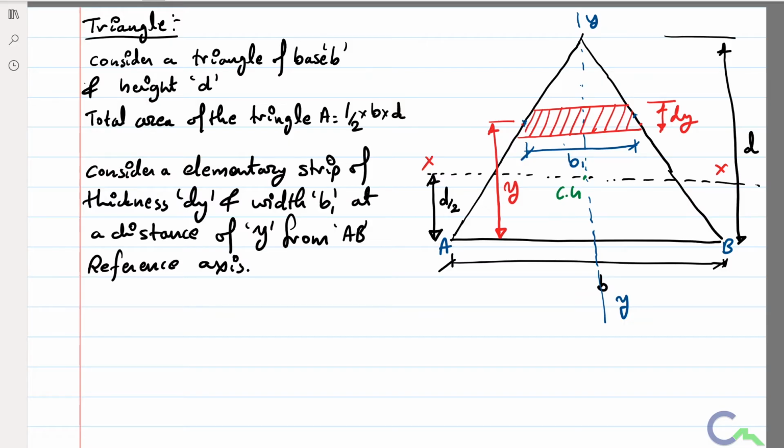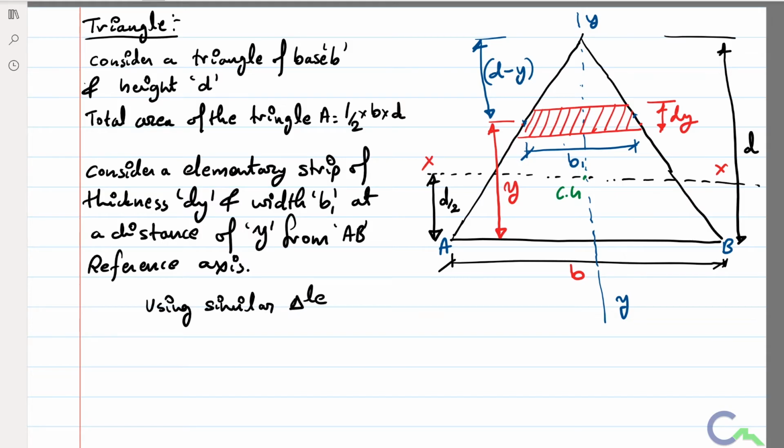Now from the similar triangles, we can see two triangles here, one with base b and one more triangle with base b1. The triangle with base b1 has a height of d minus y, because the total height of the triangle is d. From that I have to deduct y. So the height of the smaller triangle is d minus y. So using similar triangles I can write.